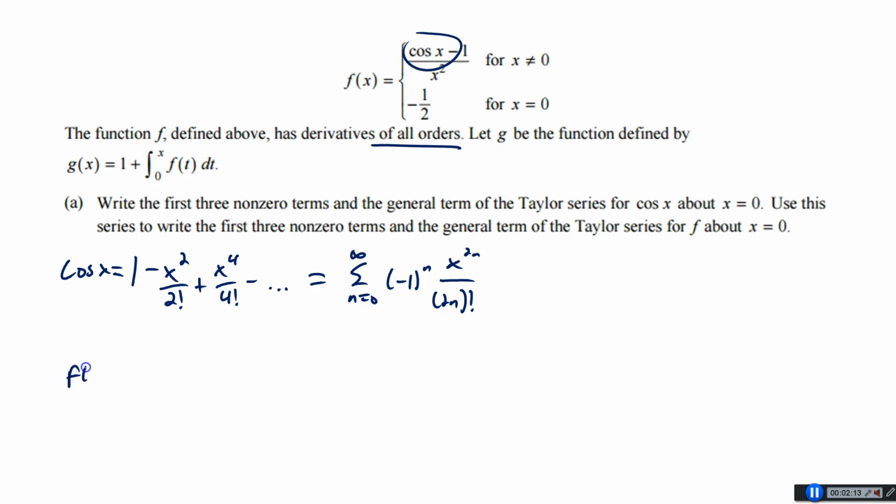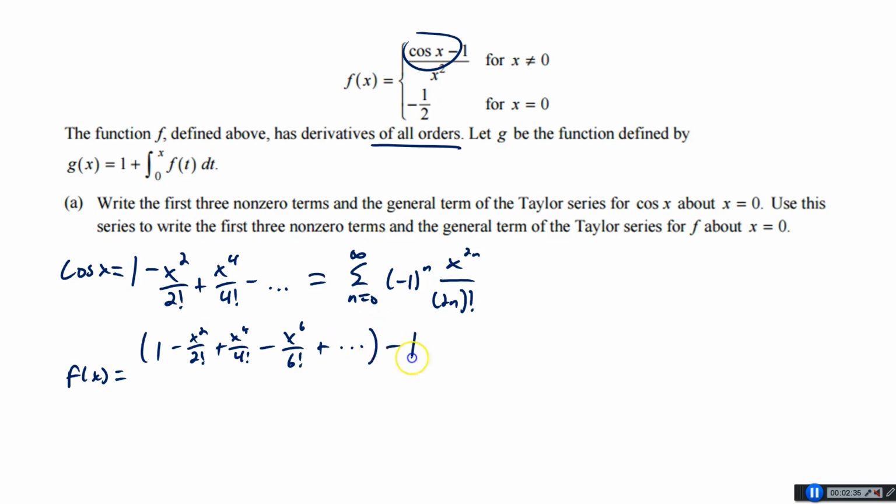So f of x, if I put the cosine in, so it's going to be 1 minus x squared over 2 factorial plus x to the fourth over 4 factorial minus blah, blah, blah. I'm actually going to put one more term in there. So we'll have an x to the sixth over 6 factorial. Doesn't really matter. You don't have to have that, but I like to go just a couple more so you can really get a good idea of the pattern.